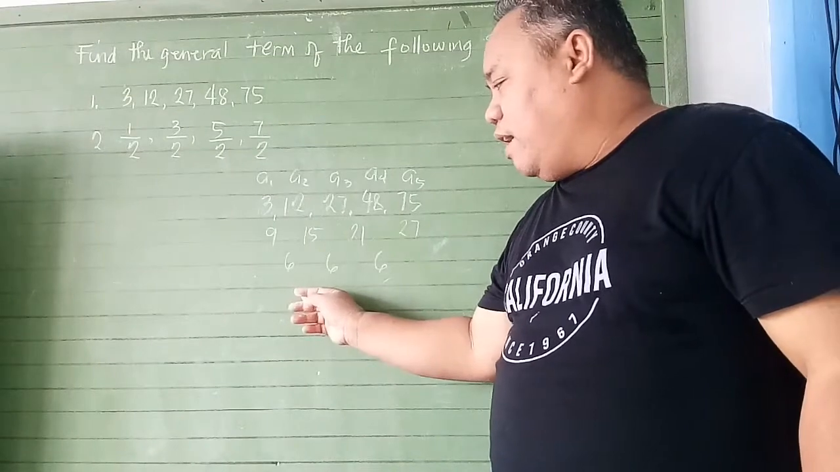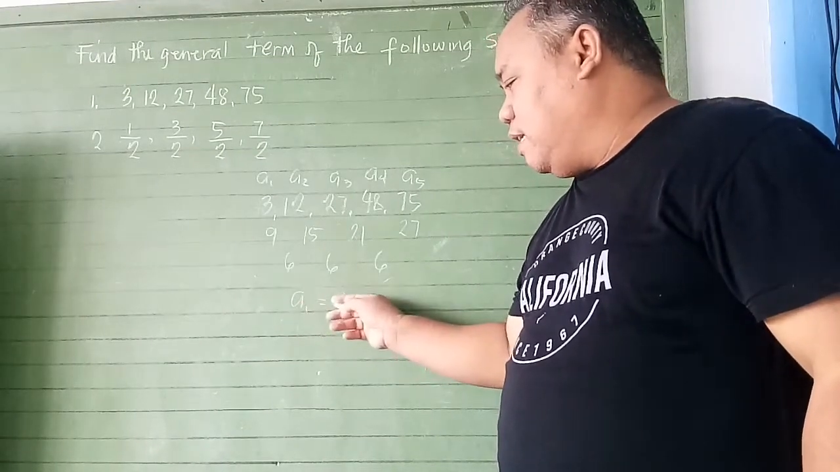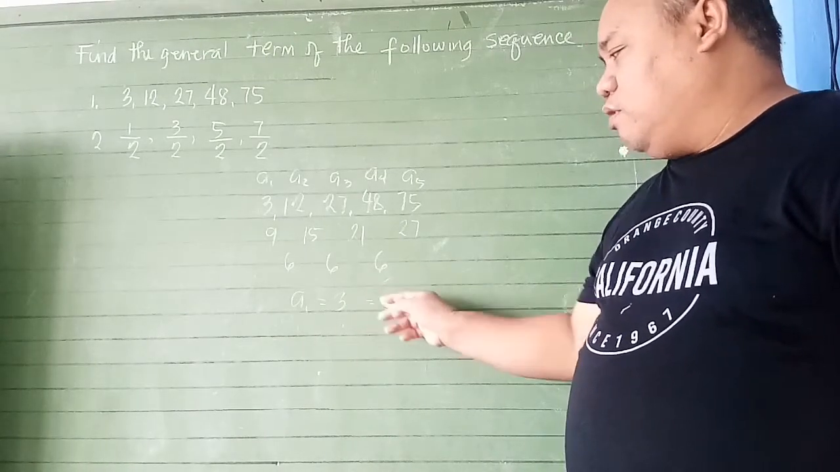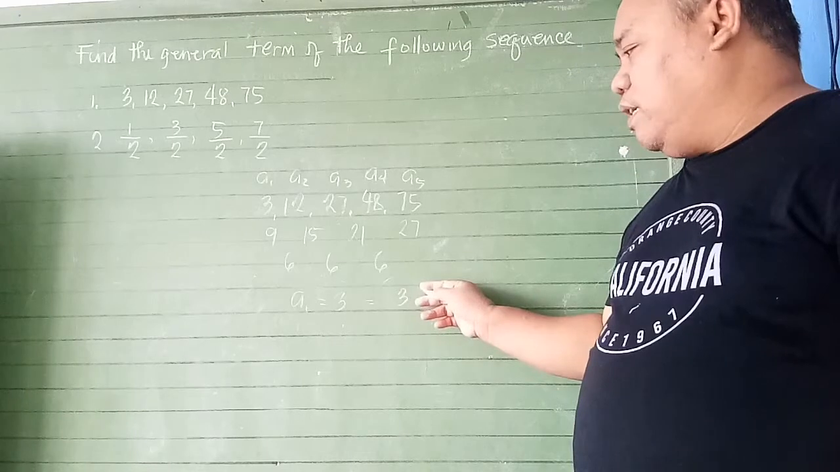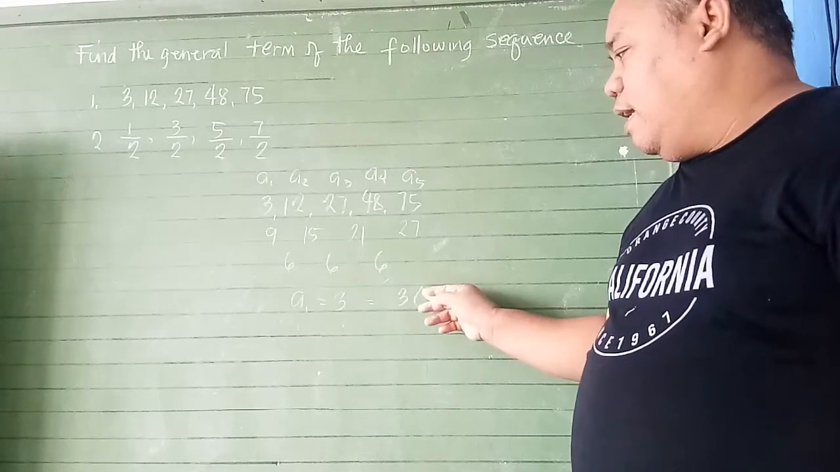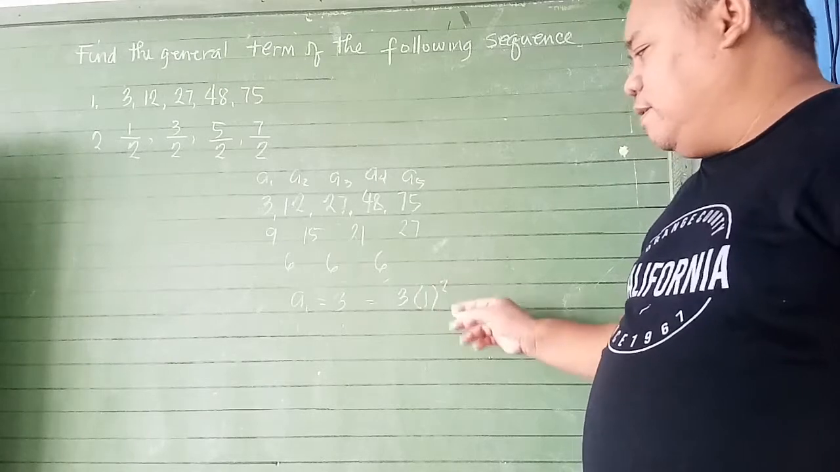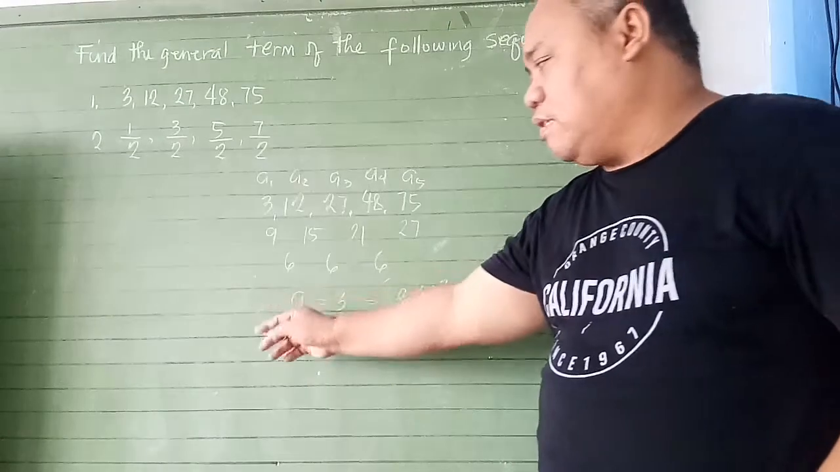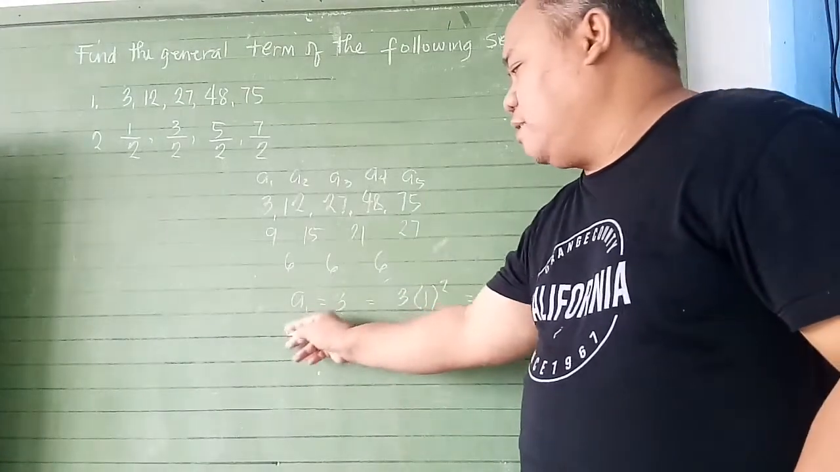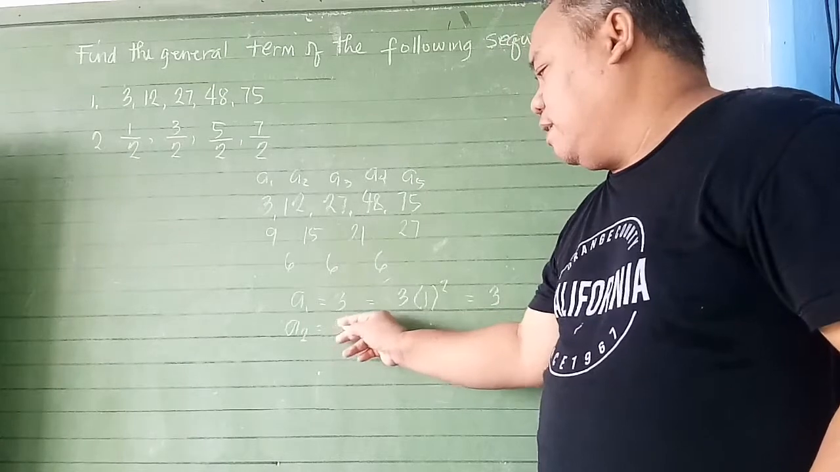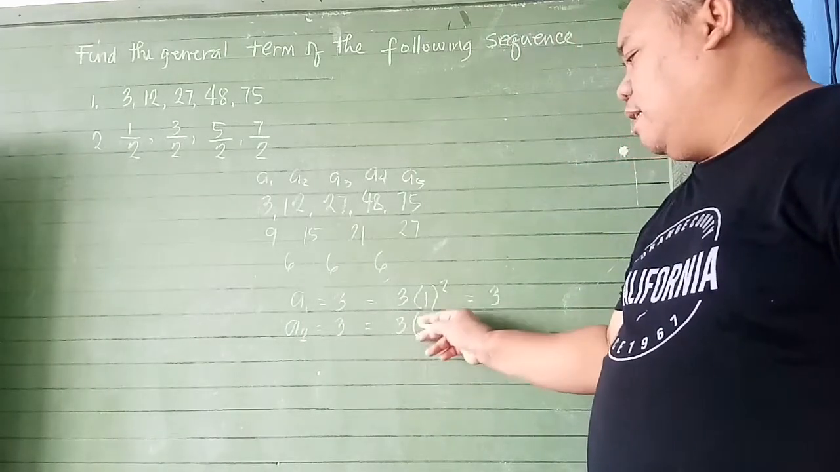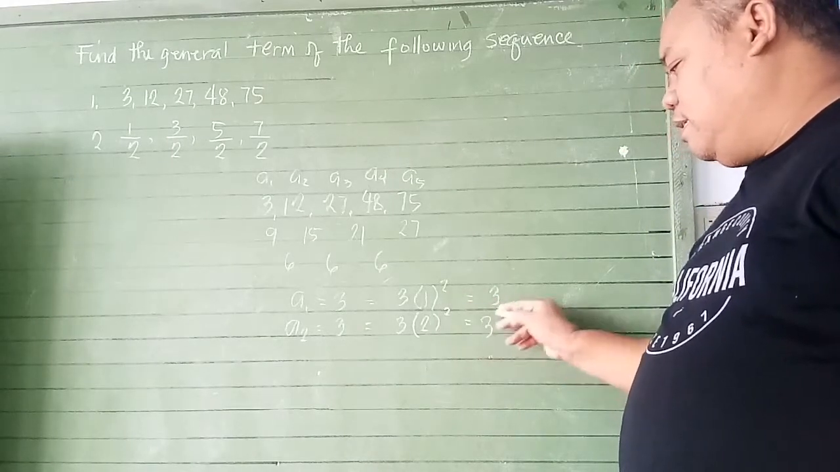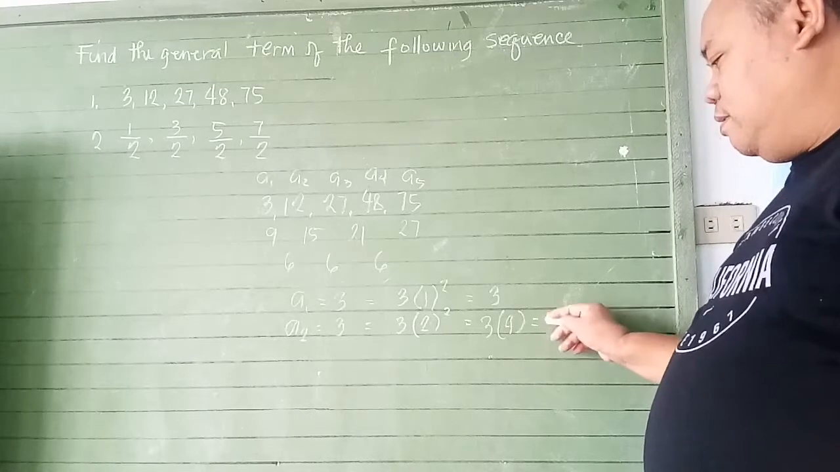So let's say your a sub 1 is 3. So if it's quadratic, it means it should have what we call a square. So if it is 3, then we put here, let's say 1, the first one, right? So it gives us 3 here, correct? Now second, a sub 2. Again, we have here 3, and this 3, then 2, because that is the second term. Square. So this is 3 times 4, and this is 12.